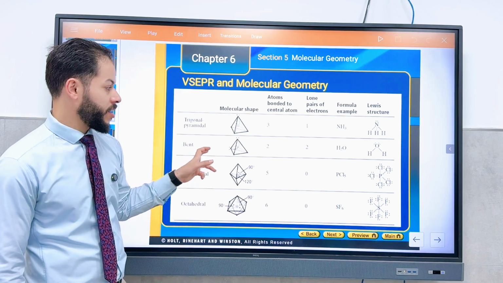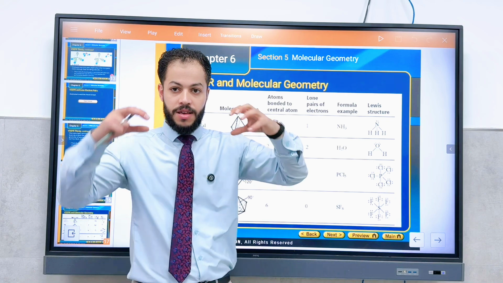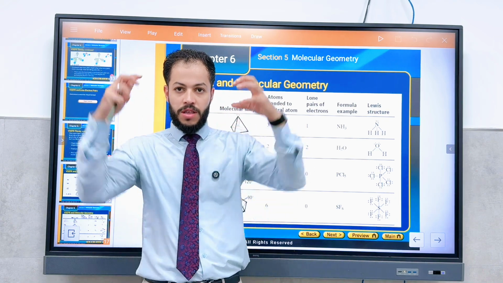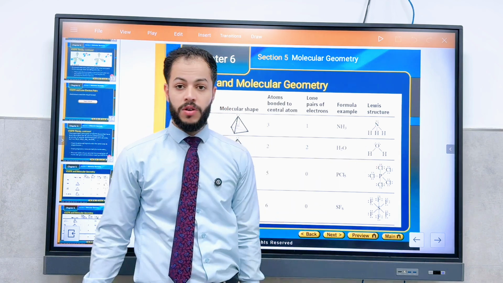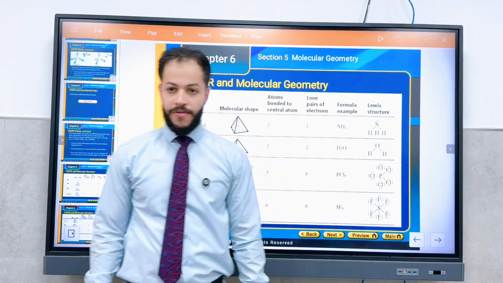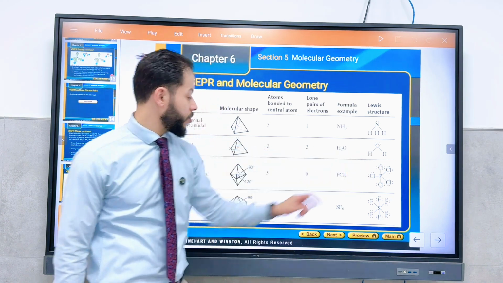Here, for the bent one, if we have 2 lone pairs, so 4 things: 2 shared, 2 lone pairs, and this will bend the molecule down and make the angle between the bonds in the water molecule approximately 105, or 104.5 between the covalent bonds here.